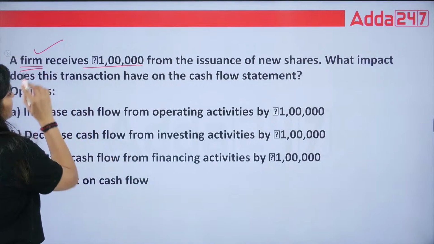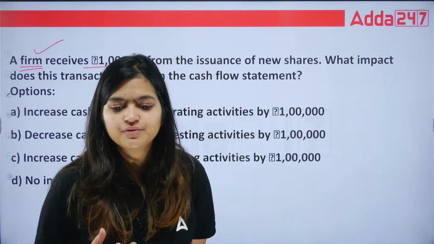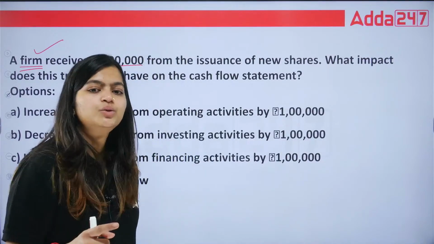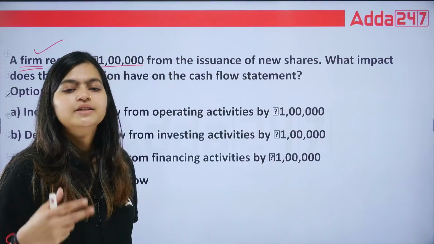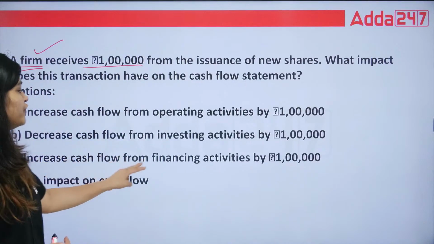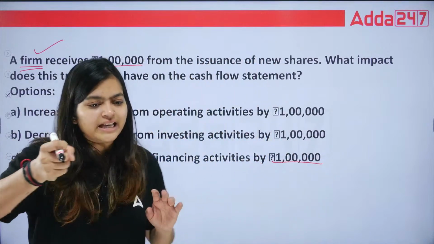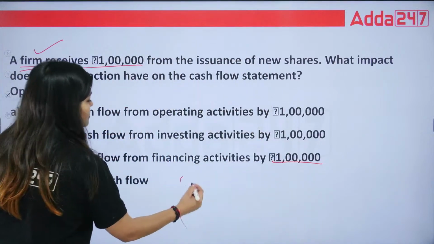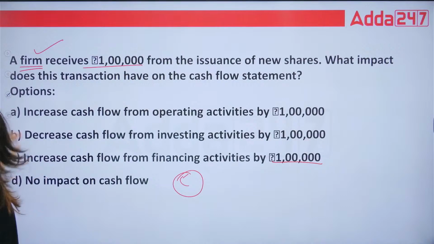Tell me, when firm receives 1 lakh from the issuance of new shares, equity shares, when we are issuing the new equity shares, means we are raising through which type of activity? Operating, investing or financing? We are raising through financing type of activity. Okay? So in this, your increased cash flow from financing activity by 1 lakh, because as you are issuing new shares, you are going to receive 1 lakh in your firm. So the correct answer of this question is your option C. Correct option is your option C. Okay, this is very simple question.